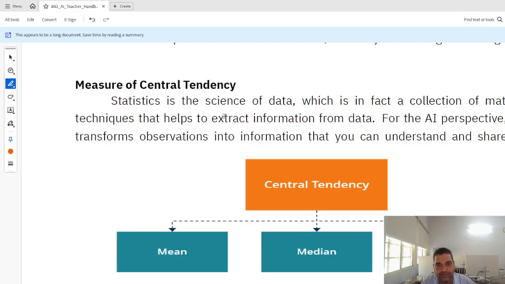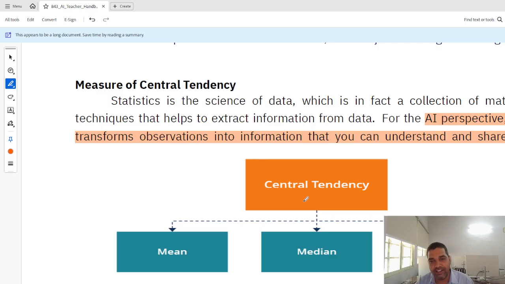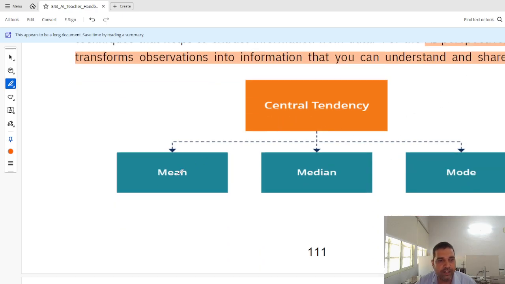Statistics is the science of data, which is in fact a collection of mathematical techniques that helps to extract information from data. From the AI perspective, statistics transforms observation into information that you can understand and share. So the observation is converted into information, and that information you can share, which a person can easily understand. Now mean, median, mode.